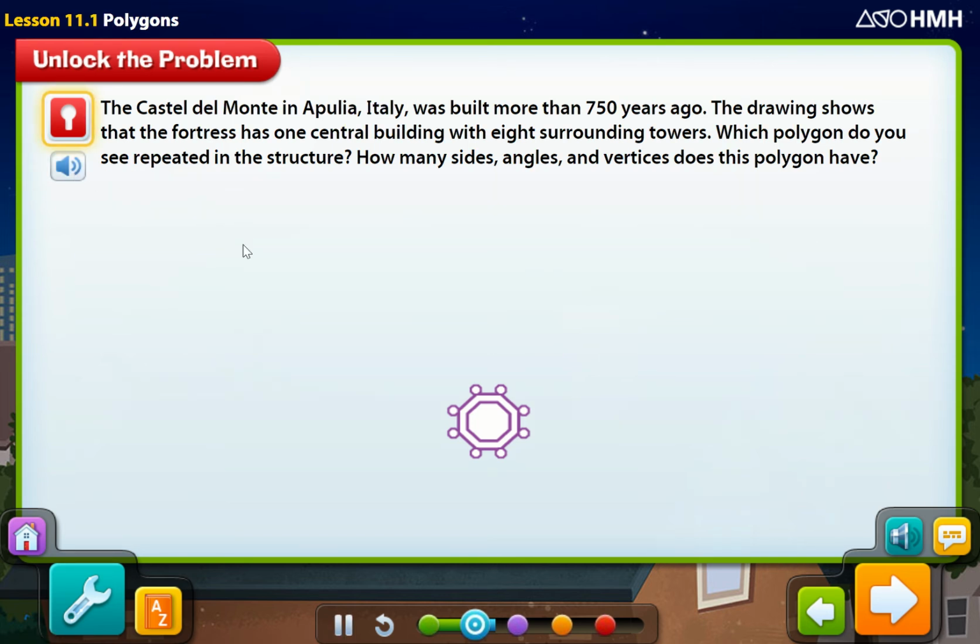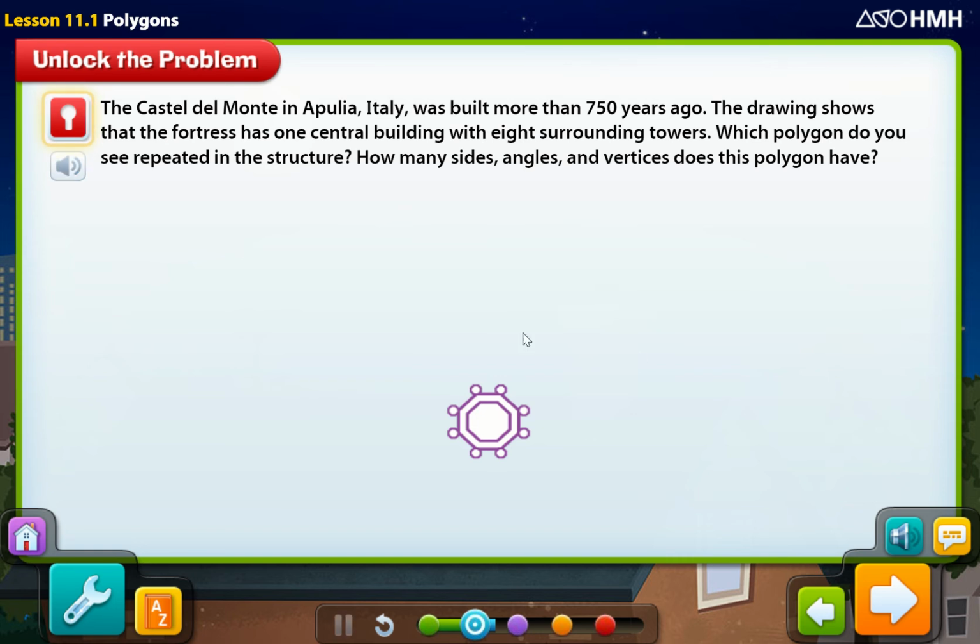The Castel del Monte in Apulia, Italy, was built more than 750 years ago. The drawing shows that the fortress has one central building with 8 surrounding towers. Which polygon do you see repeated in the structure? How many sides, angles, and vertices does this polygon have?